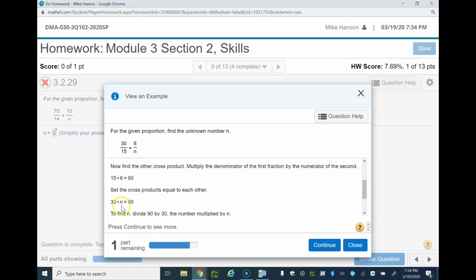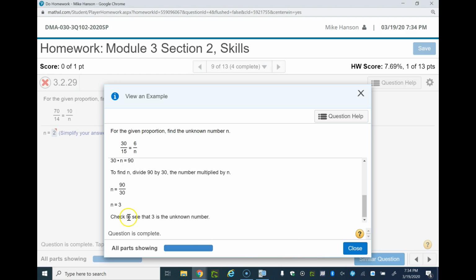So this 30 is being multiplied by the n. So you do the opposite of multiplication, you divide. That's why I say multiply, then divide. This is basically what we're doing in this problem. So again, multiply the numbers, then divide, and that produces the answer for you. So the answer should be 3.